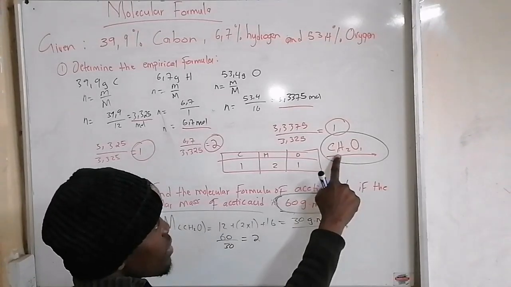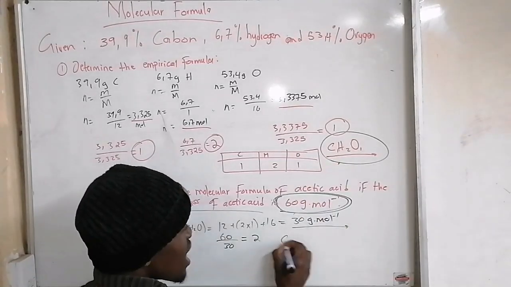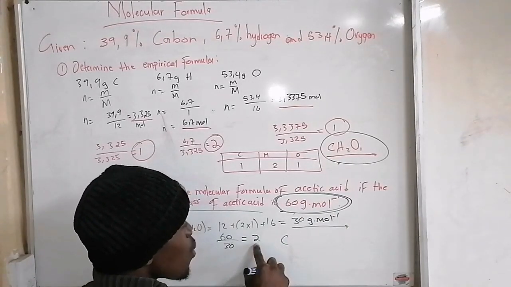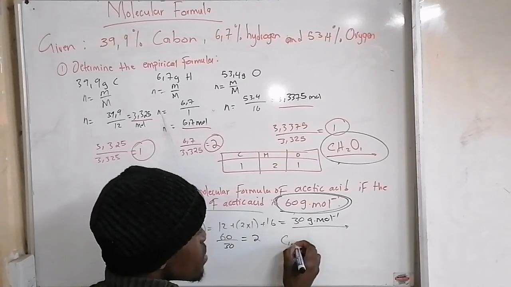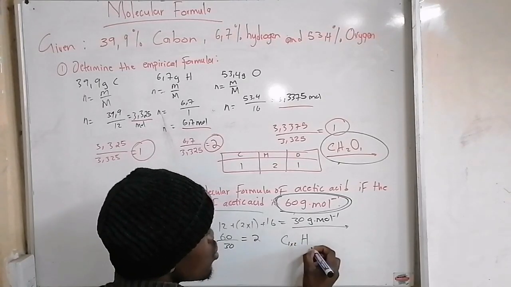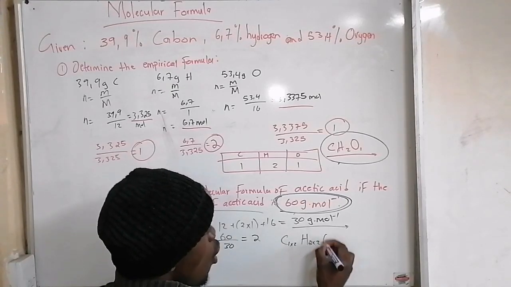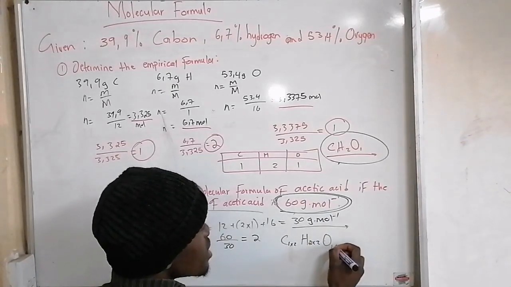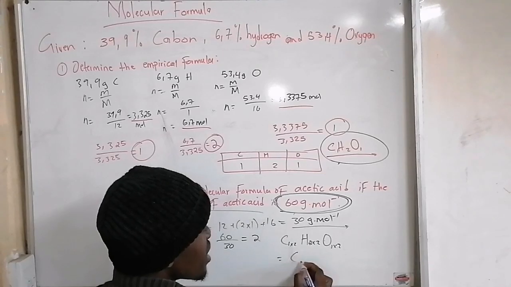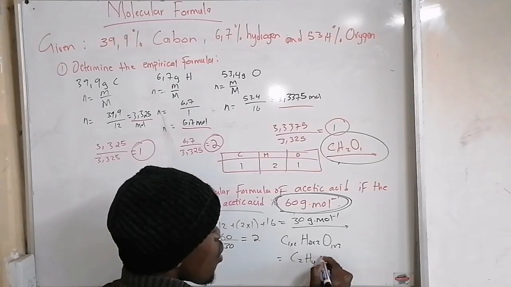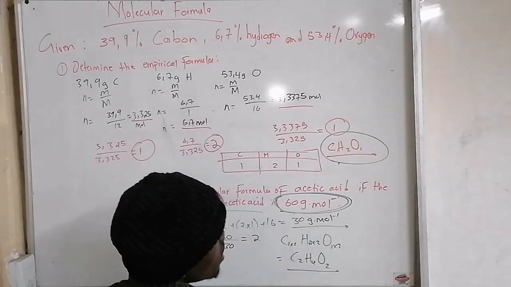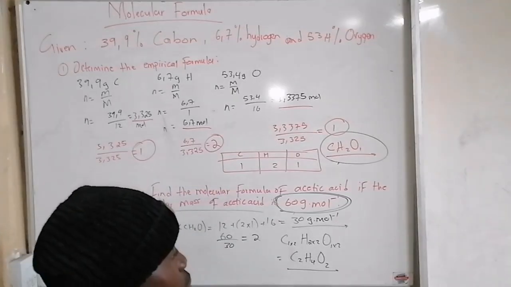So now, since the empirical formula we had C1, it means that now we will have 1 times 2, right? Then H2 times that 2 again, O1 times 2. We'll end up having C2, H4, and O2. So this is the molecular formula.